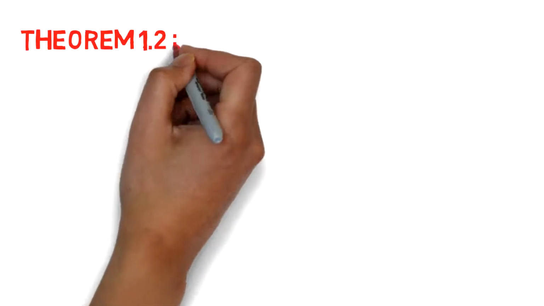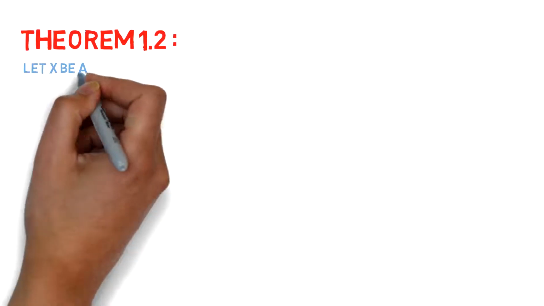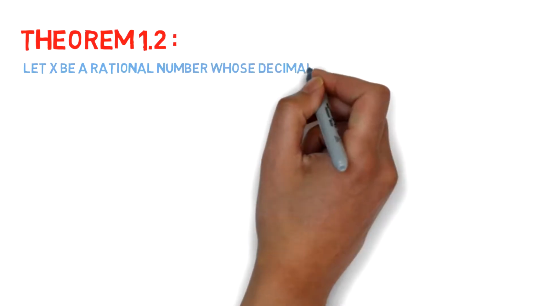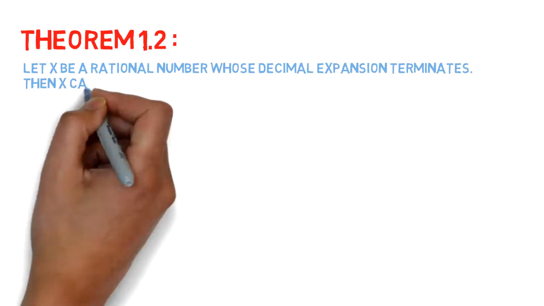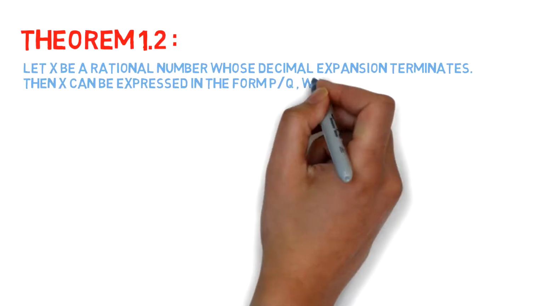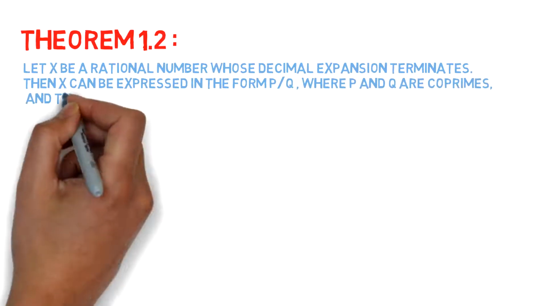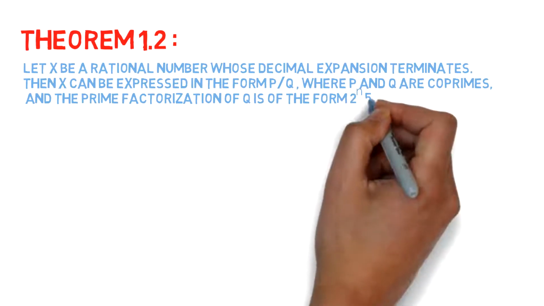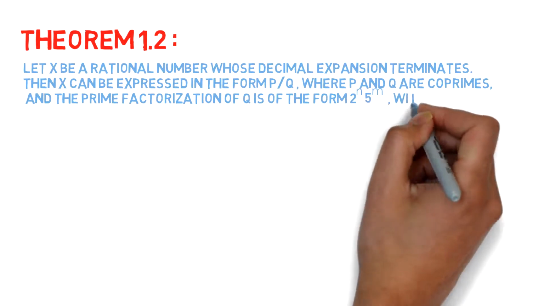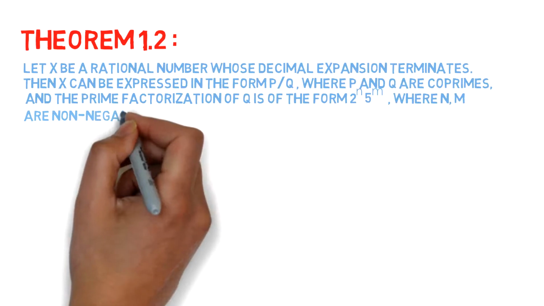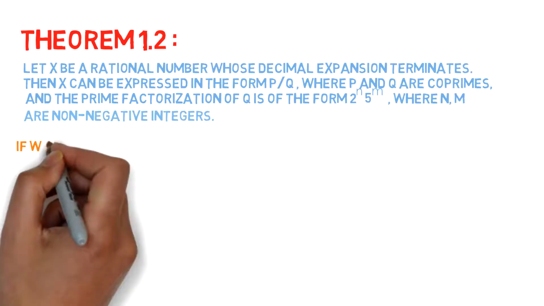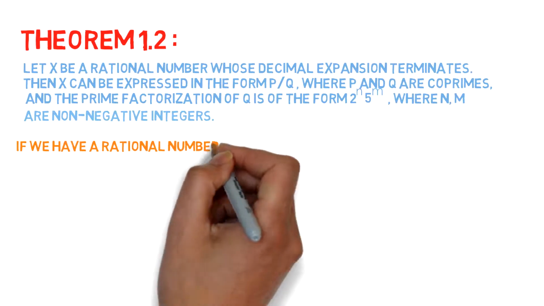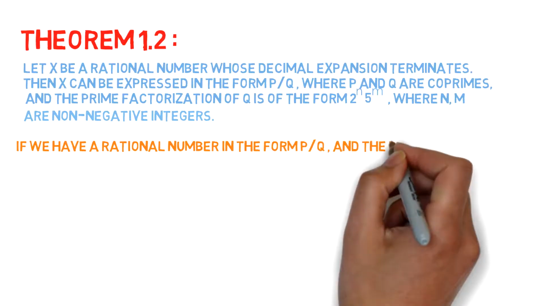Theorem 1.2. Let x be a rational number whose decimal expansion terminates. Then x can be expressed in the form of p by q where p and q are coprime and the prime factorization of q is of the form 2 power n into 5 power m, where n, m are non-negative integers.